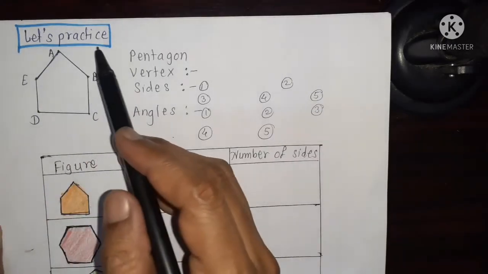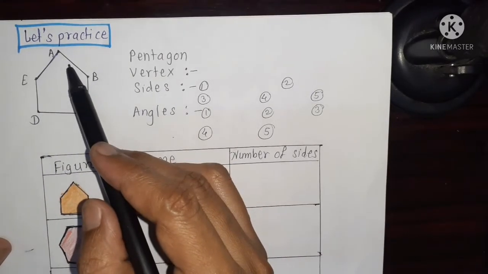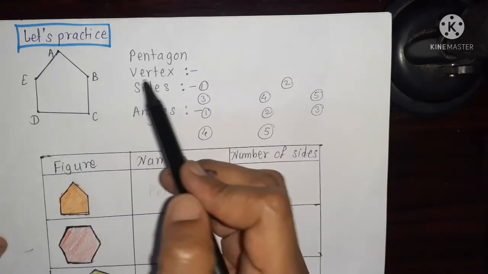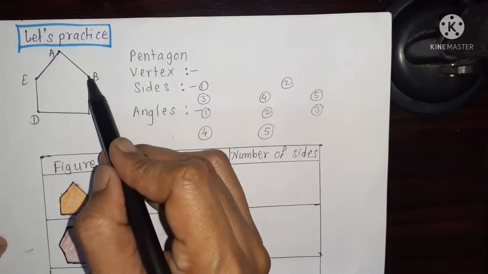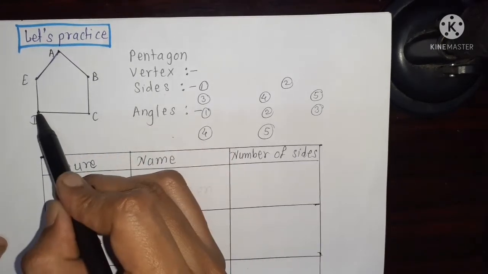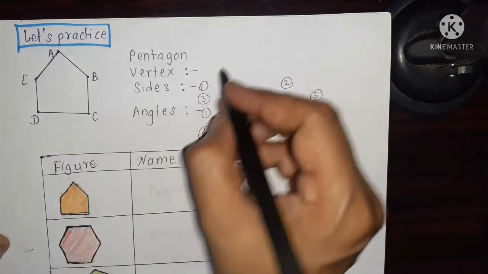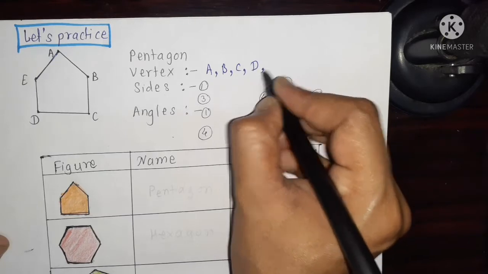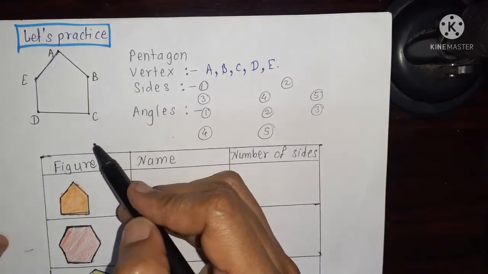In this way, any polygon can be divided into triangles and we can find the sum of the measures of all angles. Let's practice. We are given a polygon. This polygon's name is pentagon. Vertex A, vertex B, vertex C, vertex D, vertex E. We can write here A, comma B, comma C, comma D, comma E. These are the 5 vertices of this pentagon.